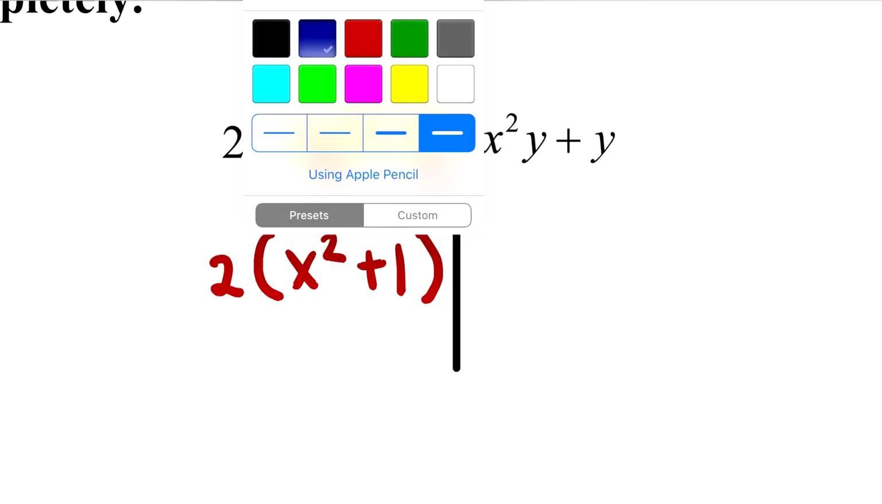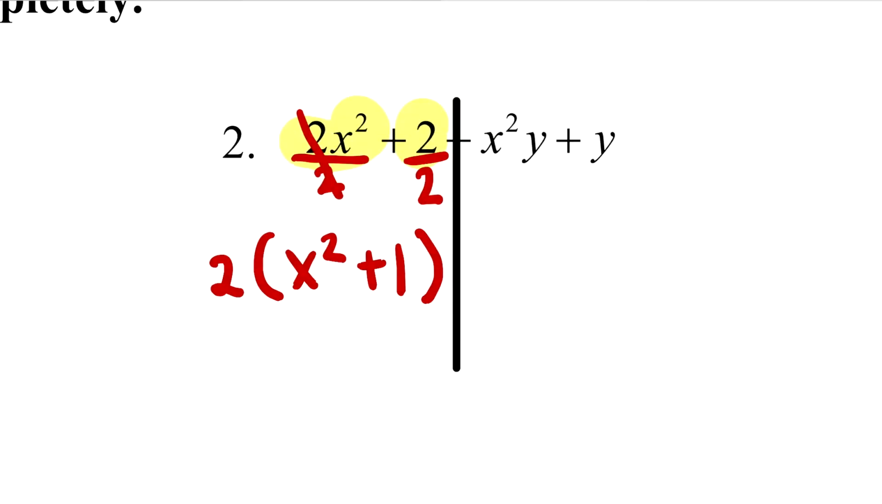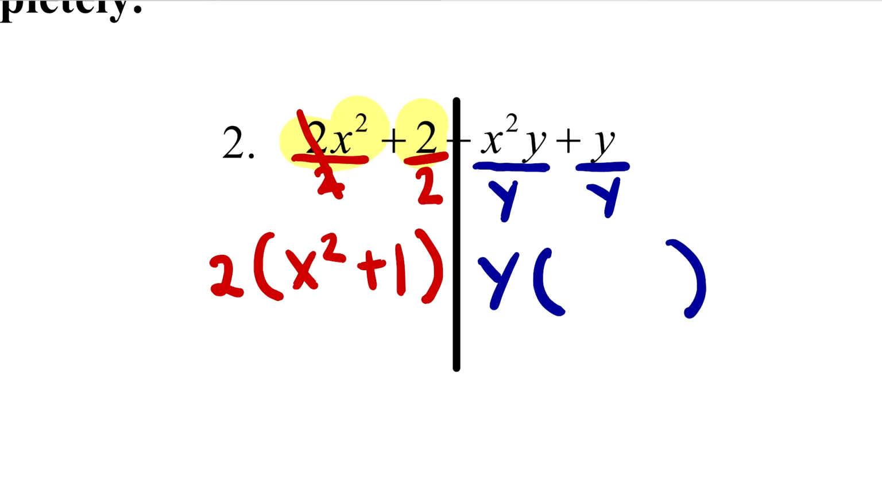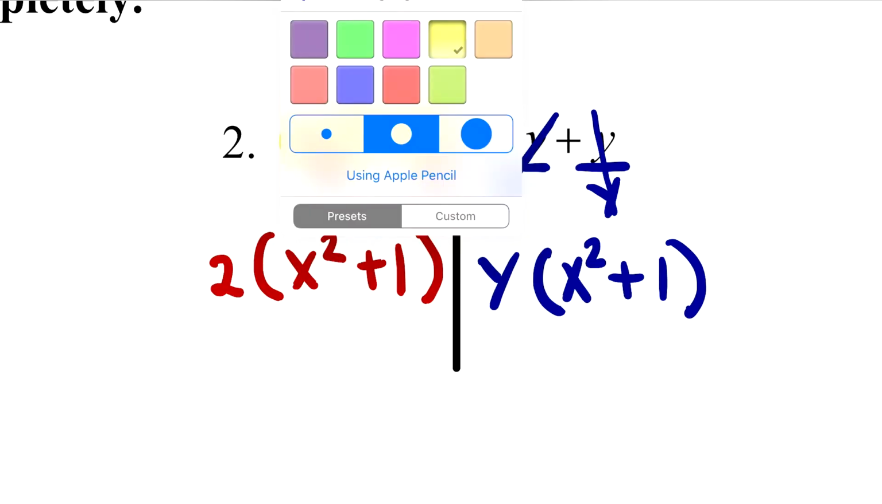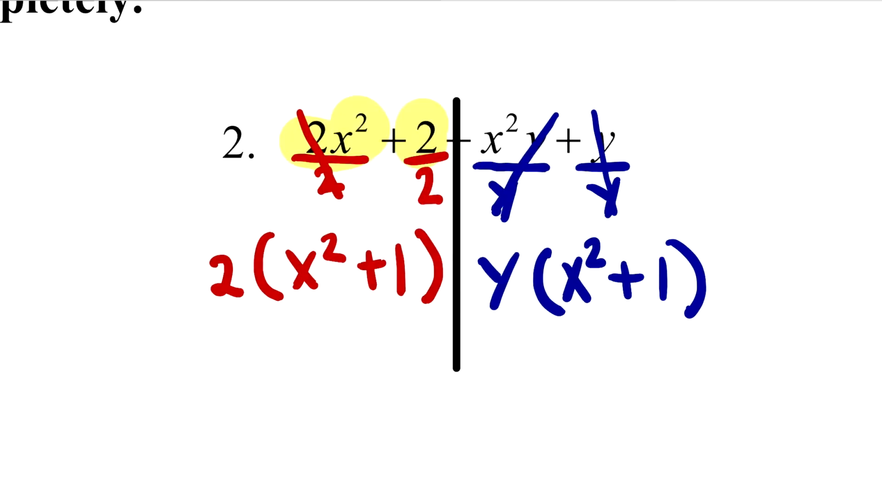In the next 2 terms, what do they have in common? They have a y in common. So let's go ahead and take out the y. Once I take out the y, I have an x squared left. And then y divided by y is really 1. So I have an x squared plus 1 left. Notice that both sides contain an x squared plus 1. So therefore, x squared plus 1 is going to be your common factor.